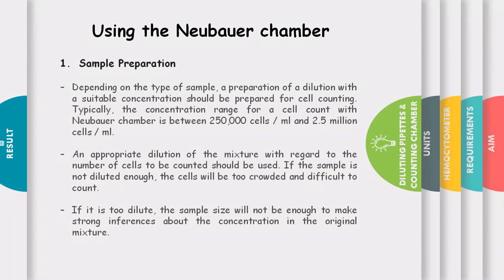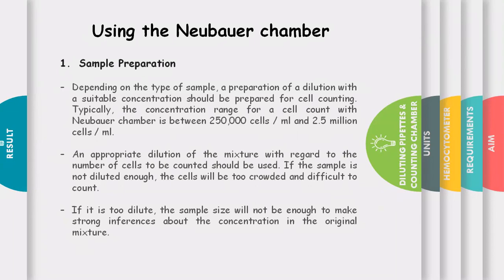Using the Neubauer's chamber, first one is sample preparation. Depending on the type of sample, a dilution with a suitable concentration should be prepared for cell counting. Typically, the concentration range for a cell count with Neubauer's chamber is between 250,000 cells per ml and 2.5 million cells per ml. An appropriate dilution of the mixture with regard to the number of cells to be counted should be used.